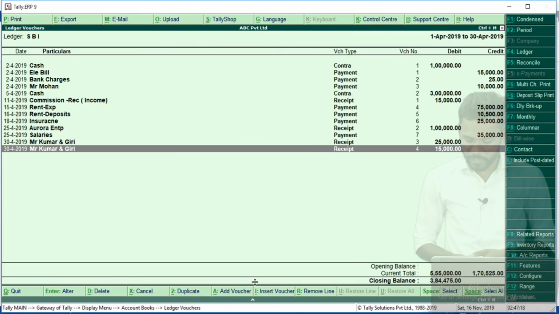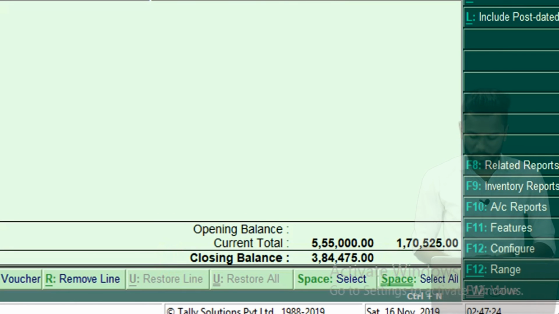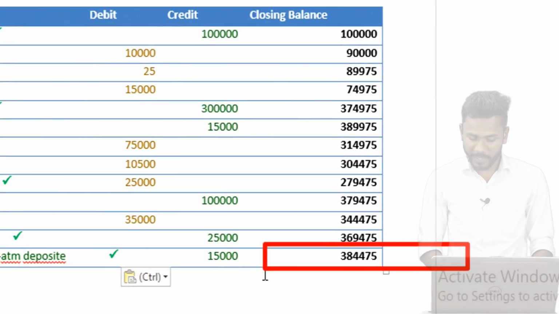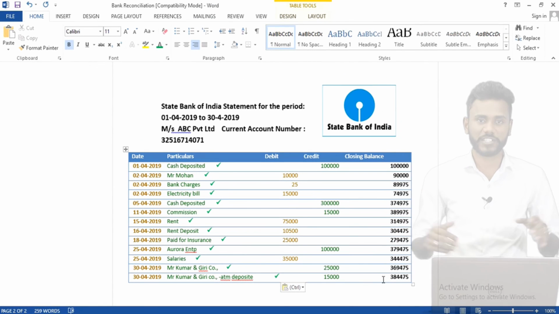Now if you open the Tally application, you may find my closing balance is 3,84,475. Just compare the same. Yes, exactly, the bank also shows the same 3,84,475 as the closing balance. Now both books are matched.